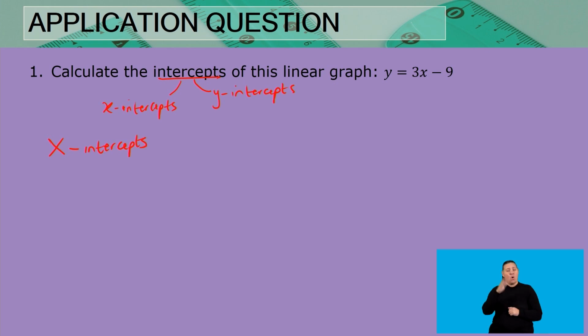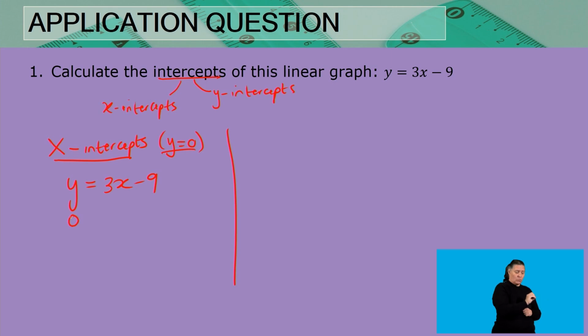Now remember, what do we know about this x-intercept? We know that y is equals to 0. So let's use this knowledge to find the x-intercepts for this linear graph. So the linear graph is y is equals to 3x minus 9. Now we know that y is equals to 0. So in the place of y, we are going to substitute that with 0. That means we are left with 3x minus 9.